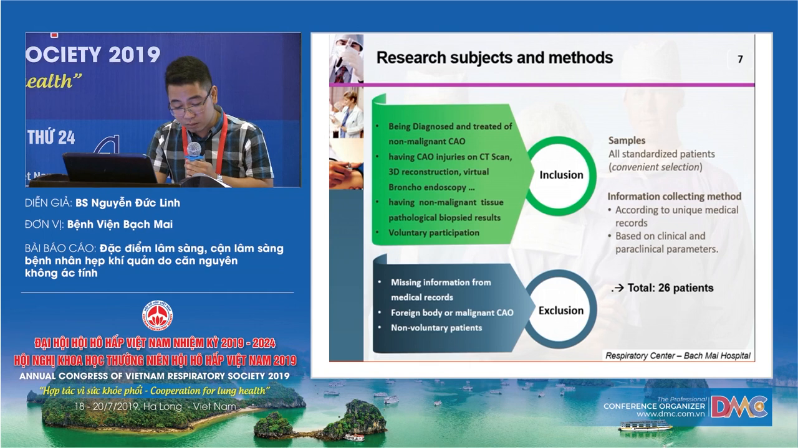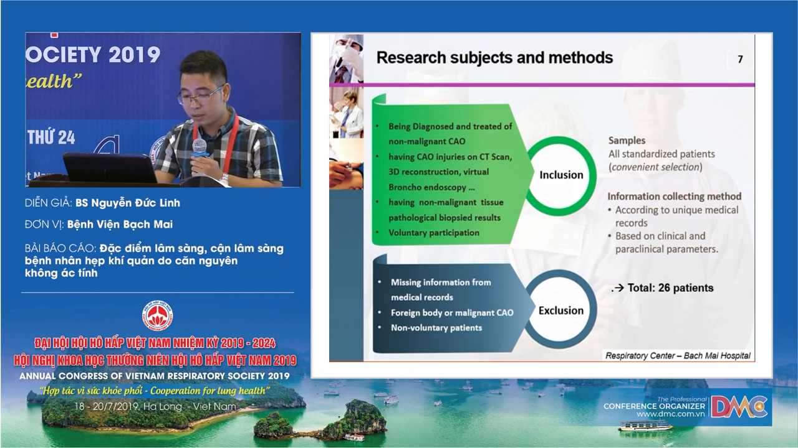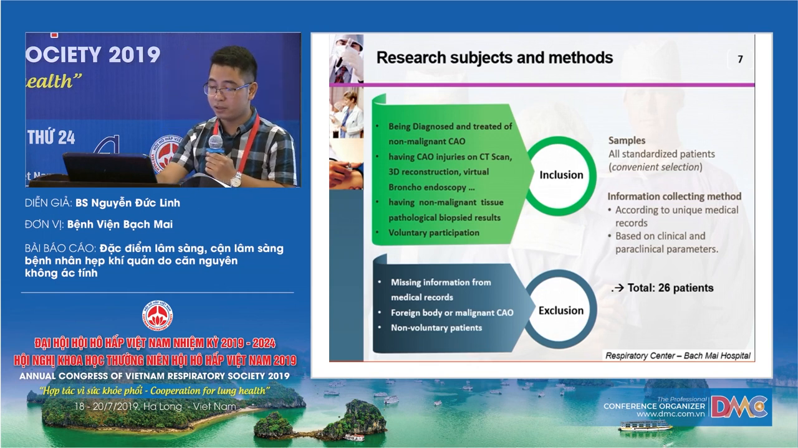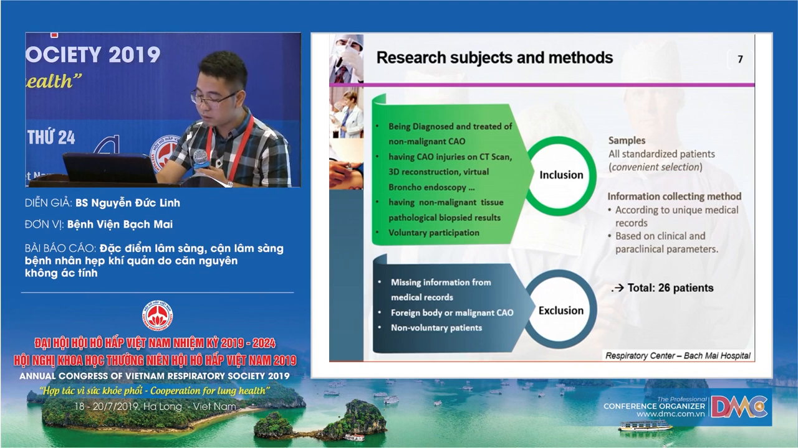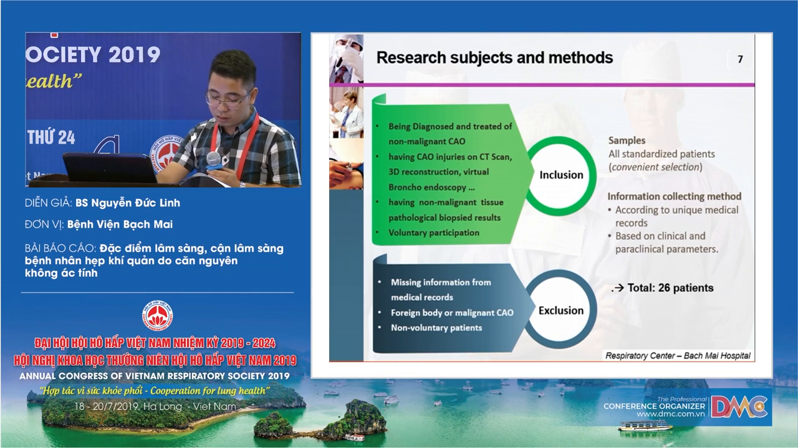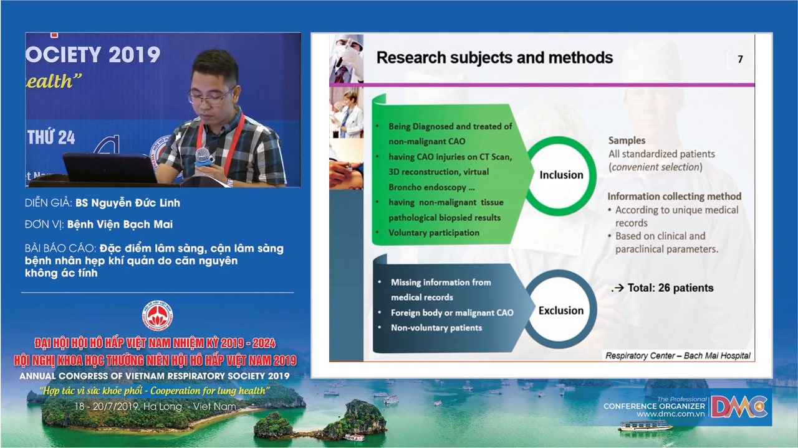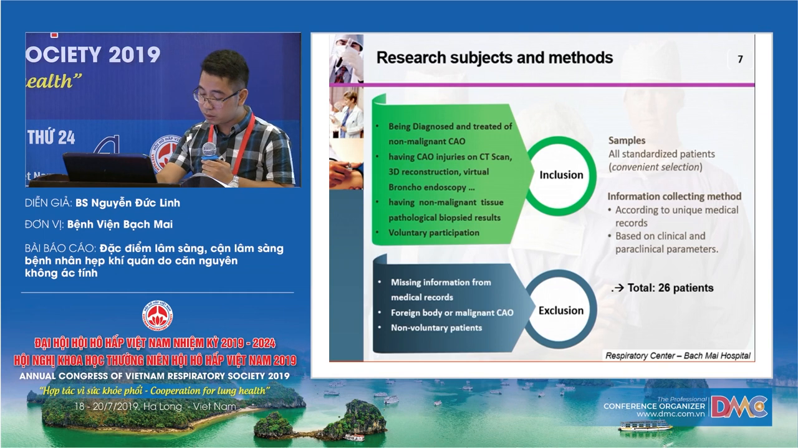The exclusion criteria included missing information in medical records, foreign body, malignant CAO, and non-volunteer patients. The research used convenience sampling. We had 26 patients with CAO admitted to the department. The medical information was collected from medical records, based on clinical and paraclinical characteristics.